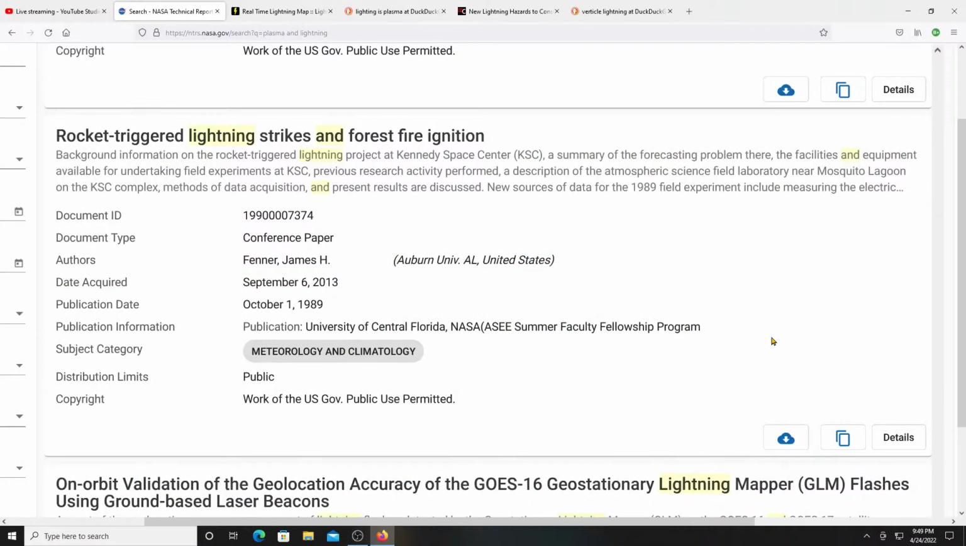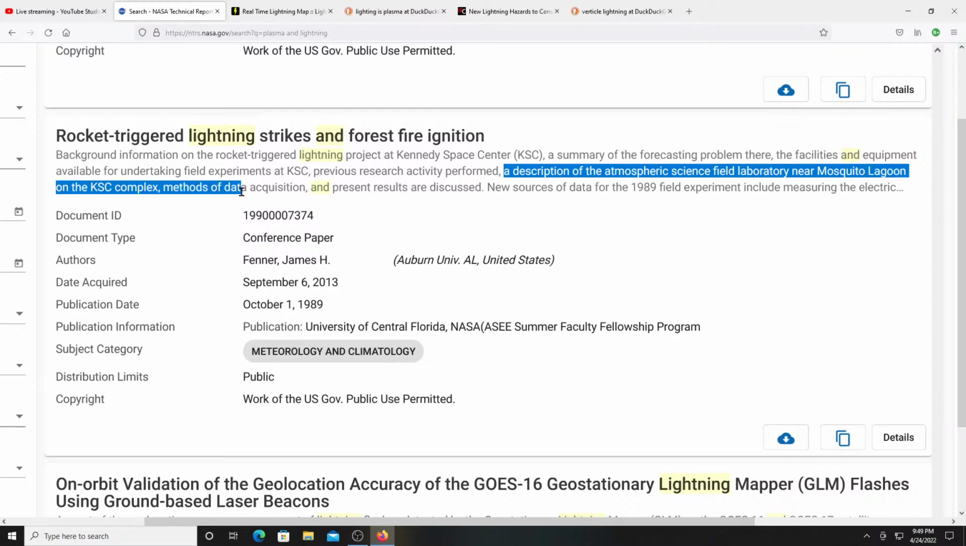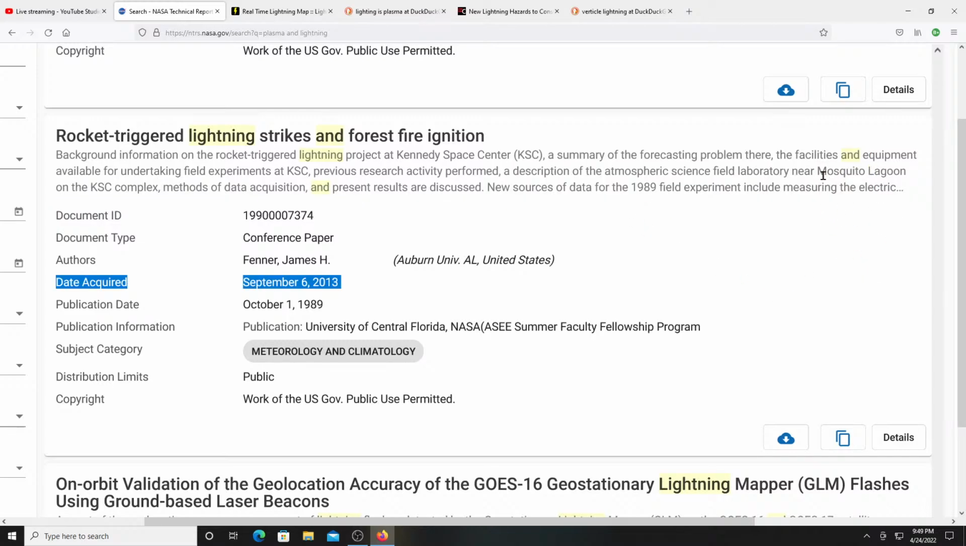Rocket-triggered lightning strikes and forest fire ignition. Wait, forest fire ignition. A description of the atmospheric science field laboratory near Mosquito Lagoon on the KSC complex. Methods of data acquisition. I've never heard of Mosquito Lagoon.